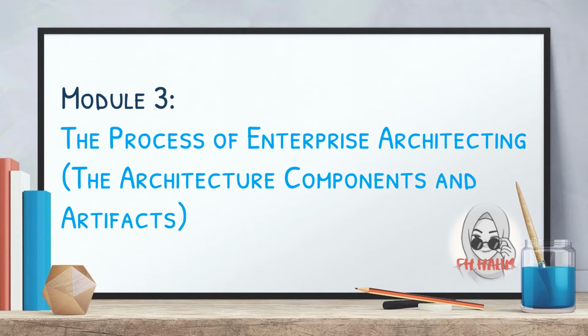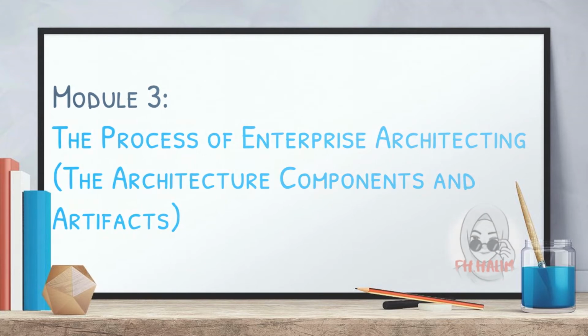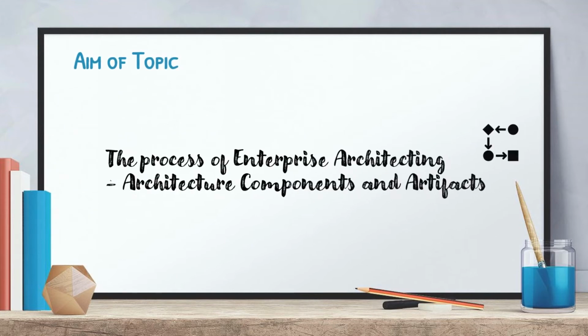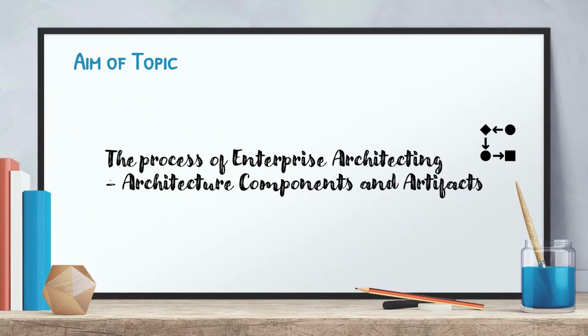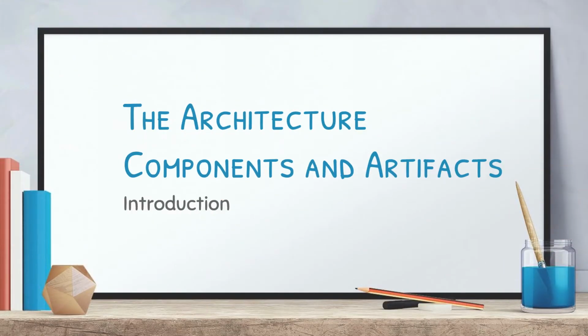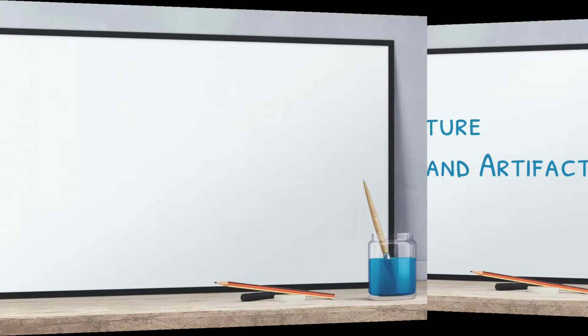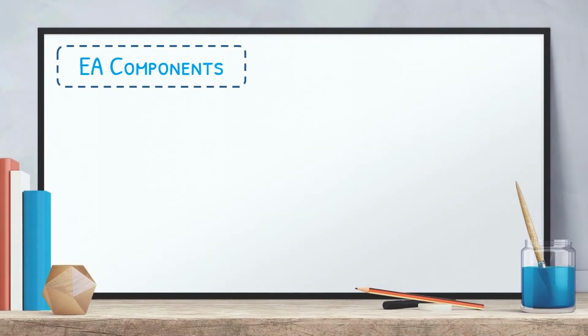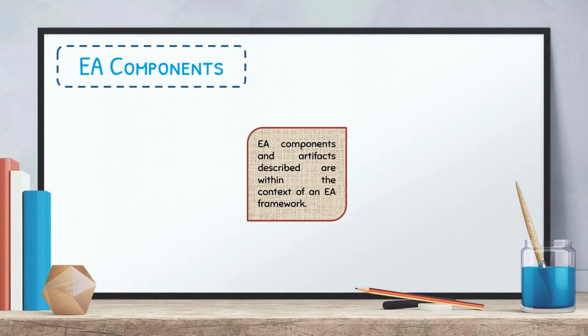We are in Module 3, the process of enterprise architecting, with the topic of the architecture components and artifacts. In this topic, we are focusing on the architecture components and artifacts. So EA components and artifacts are described within the context of an EA framework, meaning that it depends on the type of framework that is being used by the organization.